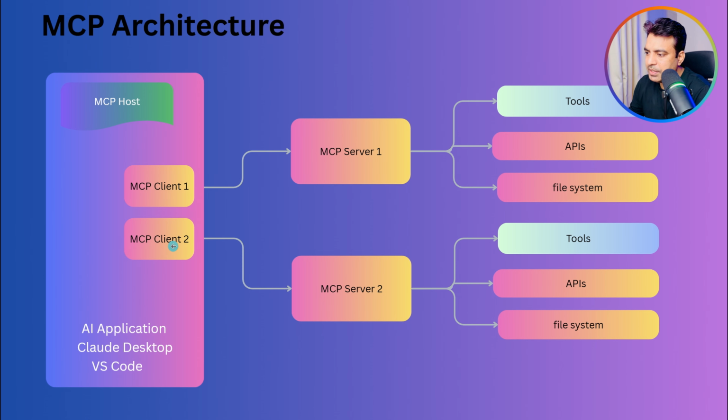Now the MCP server is the wrapper or executable program which wraps the tools, APIs, and file system. So the tools are the executable functions. For example, for calculation there is an add tool, and for making external API calls we also have tools. To read and write the file system we have the file system tools.